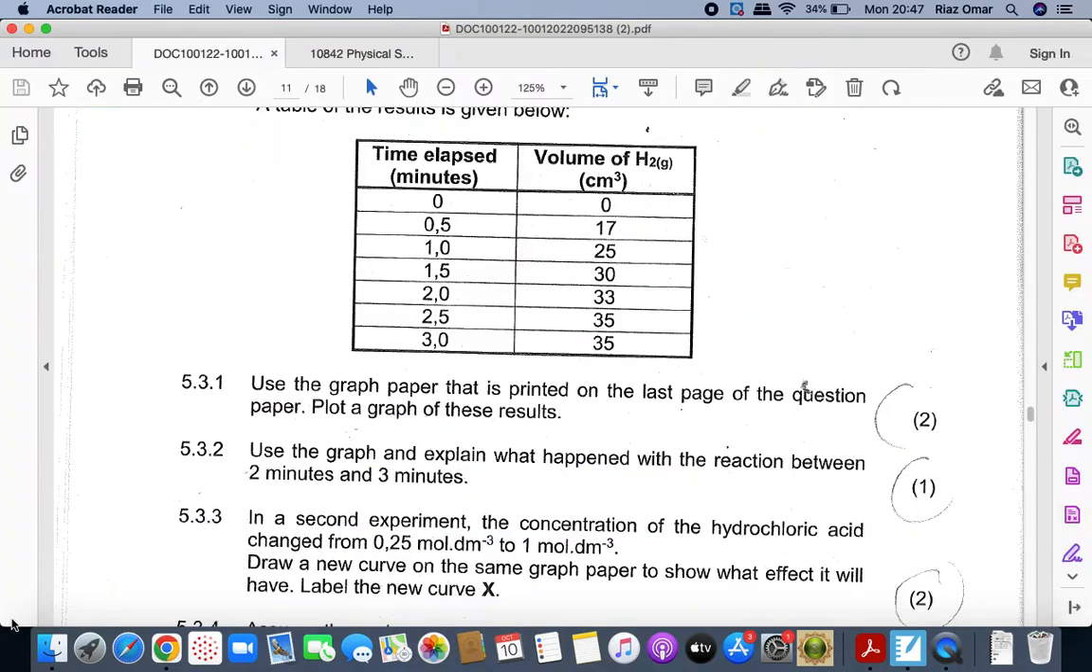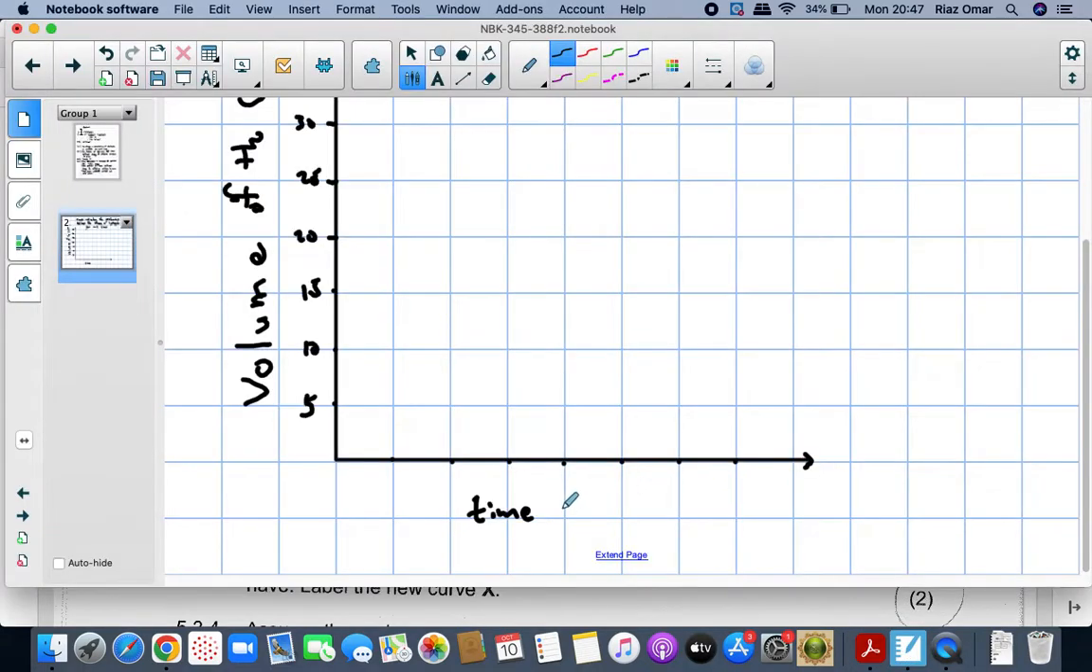And then we can look at time at the bottom. In what unit is our time worked out? Minutes. So you say time in minutes, from 0 to 3. You can say time is calculated in minutes: 0, 0.5, 1, 1.5, 2, 2.5, 3, 3.5, more or less.